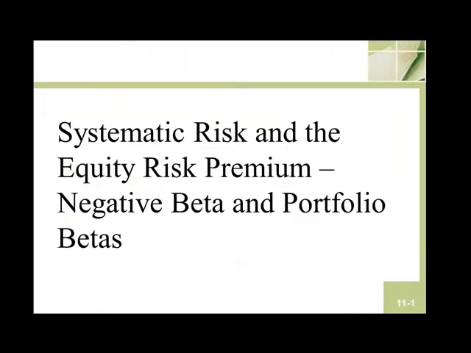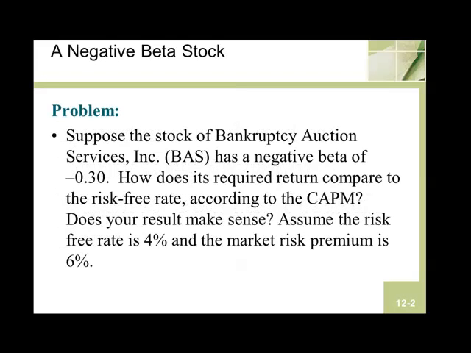This video is going to look at negative beta stocks and at portfolio betas. Here we have Bankruptcy Auction Services, which has a negative beta of negative 0.3. In other words, when the market goes up, BAS goes down. When the market goes down, BAS stock goes up.